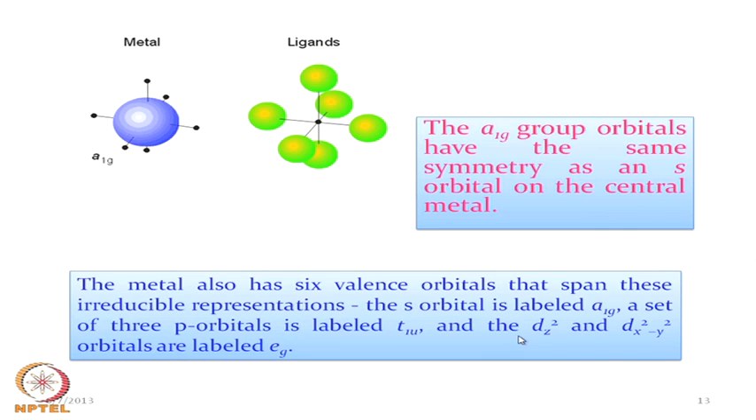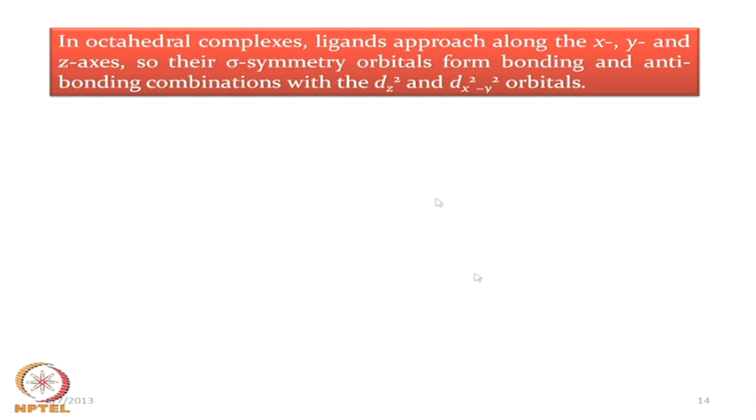What we have discussed in detail is that these two types of orbitals are only utilized for sigma bond formation with the ligands. In octahedral complexes, the ligands approach along the x, y and z axes. So, their sigma symmetry matches with the dz square and dx square minus y square orbitals, and they therefore form bonding and antibonding combinations related to these orbitals from the 5 d orbitals.